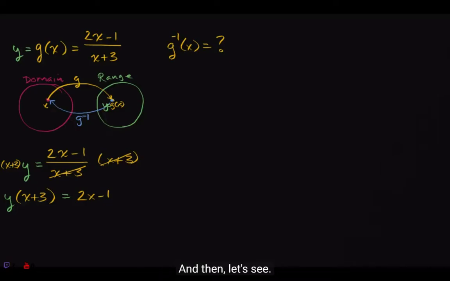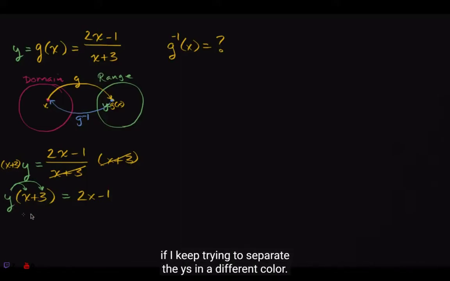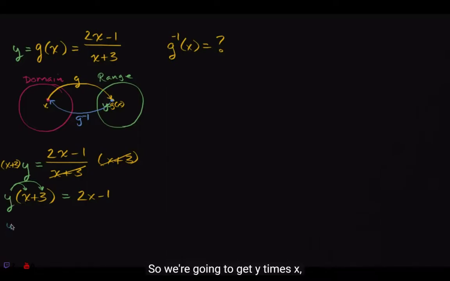And then, let's see what we could do now. Well, we could distribute the y. And I'll switch now to a different color because that's going to get complicated if I keep trying to separate the y's in a different color. So we're going to get y times x, yx plus 3y is equal to 2x minus 1.